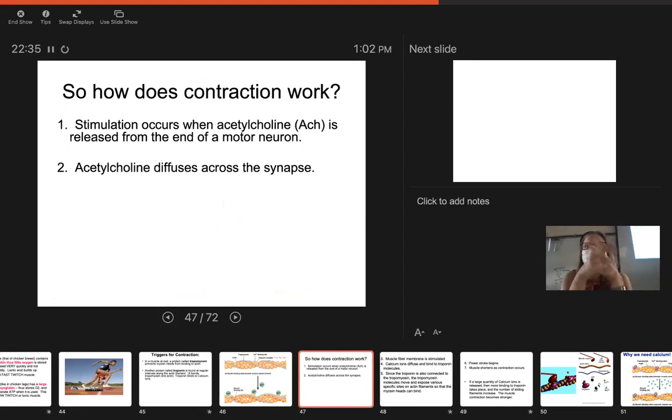Wait, you have motor neuron on there. I keep assuming that you know there's two separate nerves, a motor and a sensory.